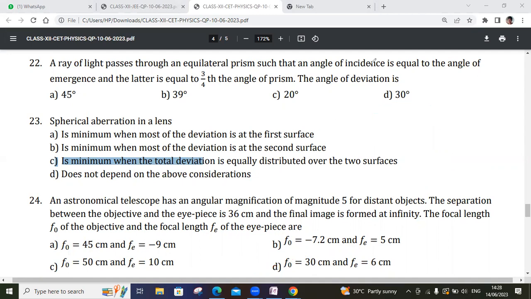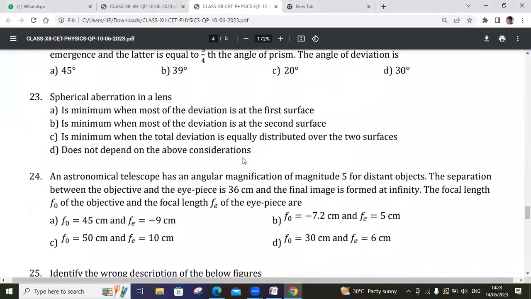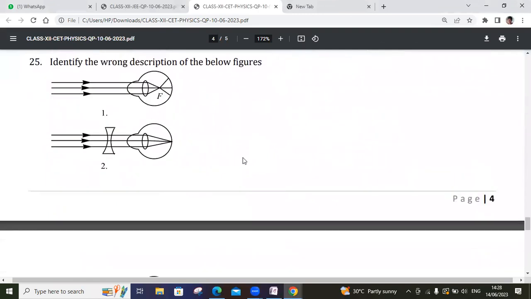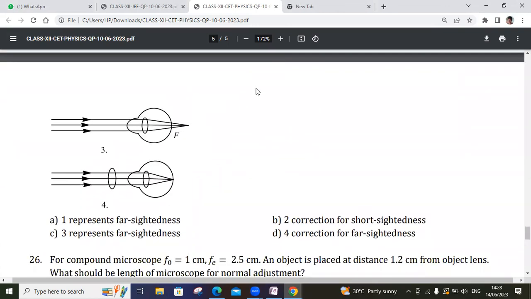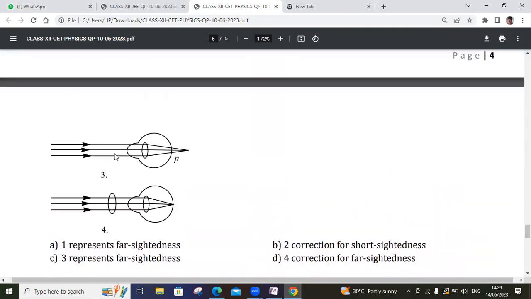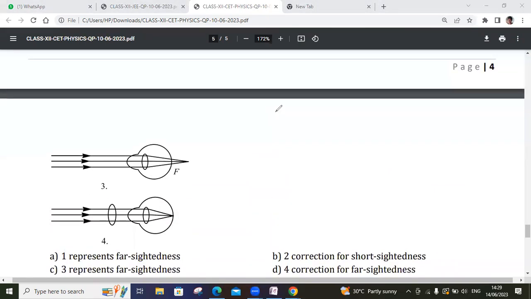Then we come to the next question. Fifth question. Identify the wrong description of the below figures. So these are the figures. It's far-sightedness and short-sightedness. Far-sightedness means they can see far things, but they cannot see very near things. And short-sightedness means they can see nearby things, but they cannot see far things. It is called myopia and hypermetropia also.